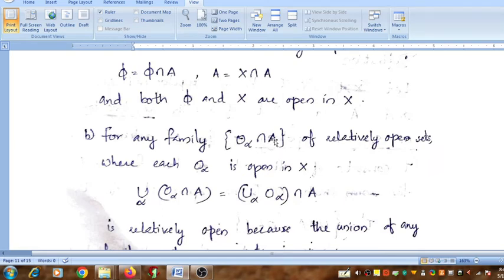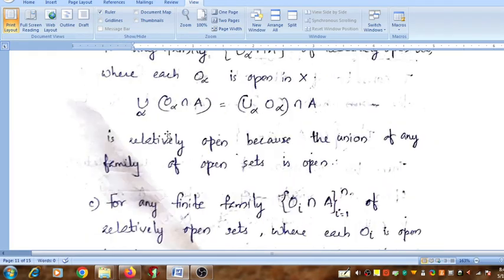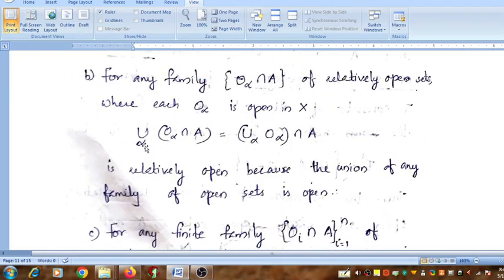It may be infinite. So after choosing the members of tau prime in this way, we find its union. The union is taken over alpha, because alpha is used to represent an arbitrarily chosen element of tau prime. So this is the representation: the union taken over alpha of O alpha intersection A.